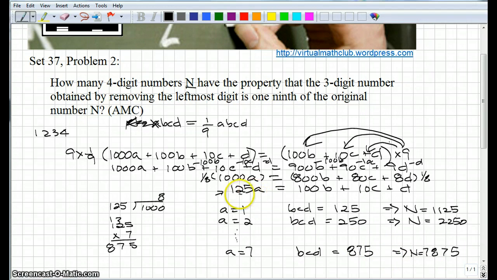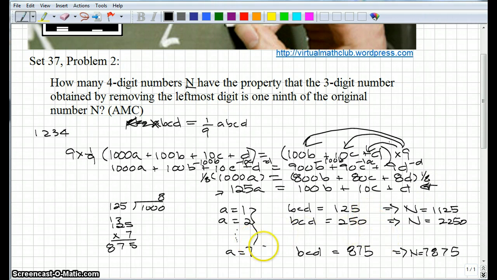We can't go any bigger than 7, because if we take 8 times 125, we get 1,000, which is a 4-digit number. So essentially, look what we've got. We've got all the possibilities. We didn't have to compute them all, but if we find the smallest and the largest numbers for A, then the rest of the number is determined by this equation right here.